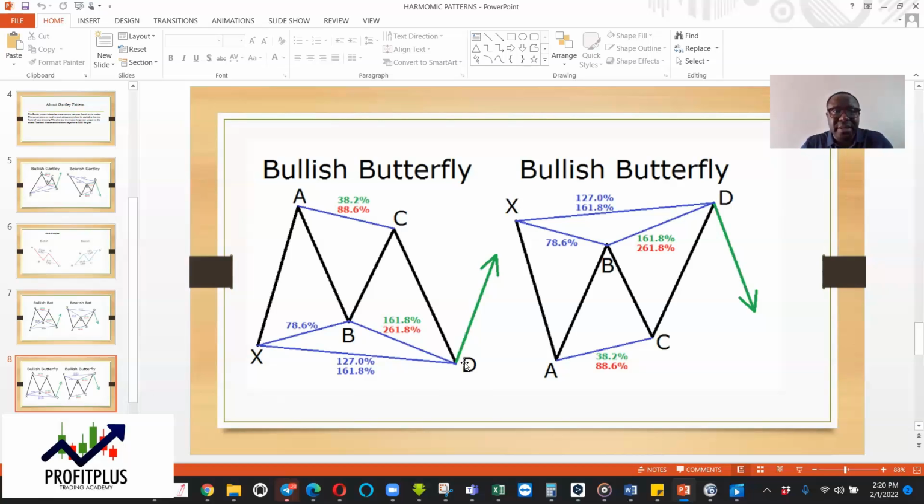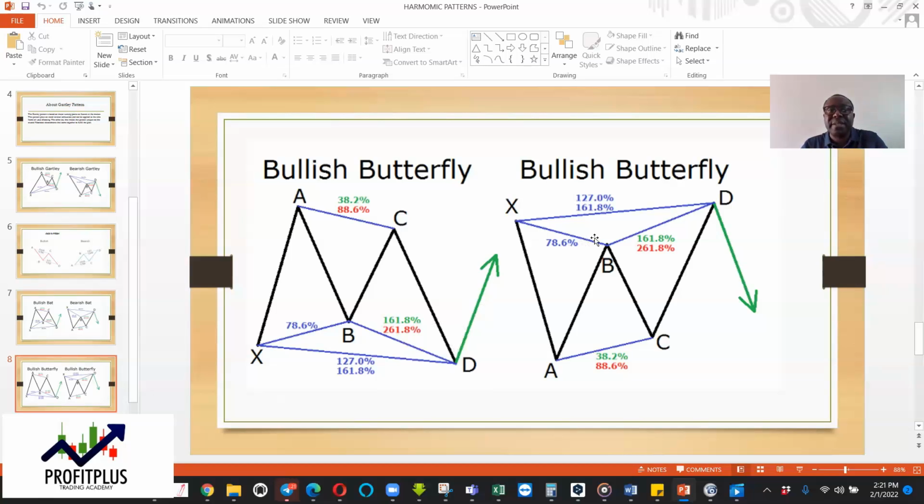In the Gartley pattern, I explained the possible price behaviors. And of course, if you want to know more about what happens at D, please watch our video on best entry techniques in the markets.